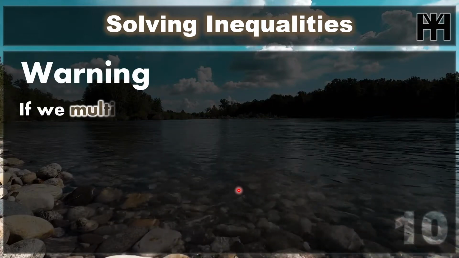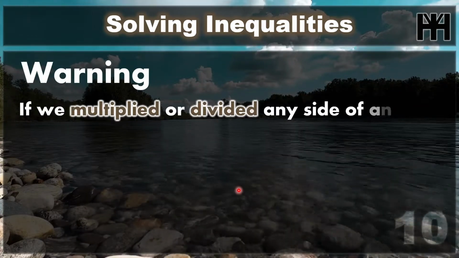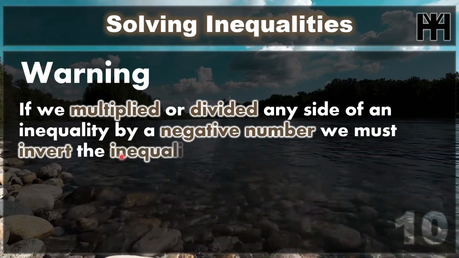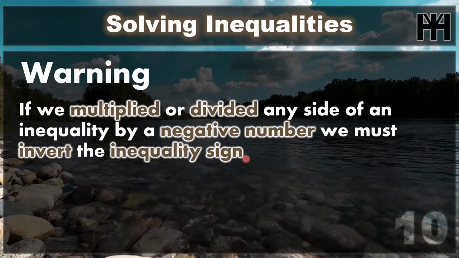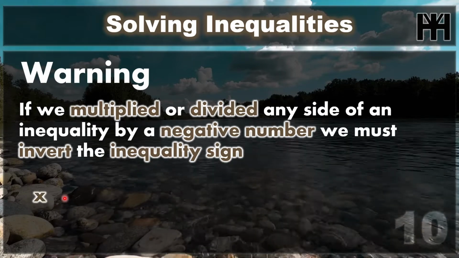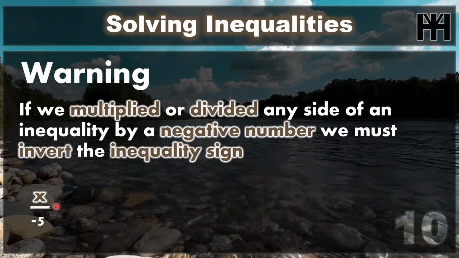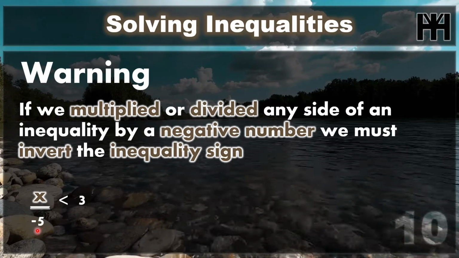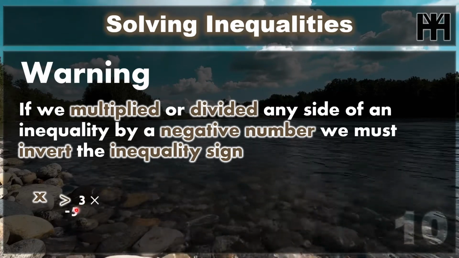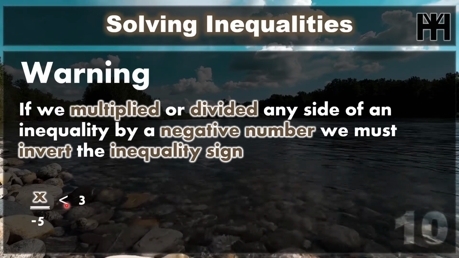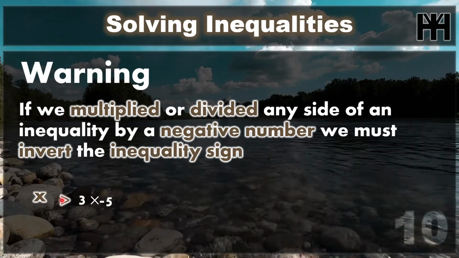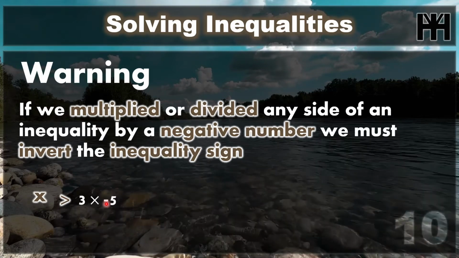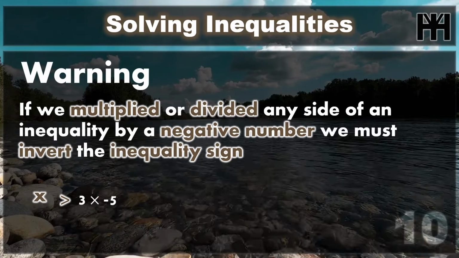Okay, warning. If we multiplied or divided any side of an inequality by a negative number, we must invert the inequality sign. Such as, let's say we have x over -5 is smaller than 3. So we will multiply the 3 by -5. Okay, so you see here what happened? The inequality sign flipped because we multiplied by a negative number, and the same as in division. The inequality sign will be flipped.